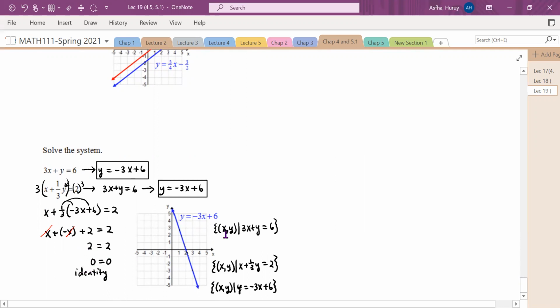The solutions are x, y such that 3x plus y equals 6. You can write it this way, because basically this is this line. And the solution to this system is represented by this line, okay? If you plot the solutions, basically that's the line. So we can write it this way. All these indicate the same thing, okay? One is good enough, okay?